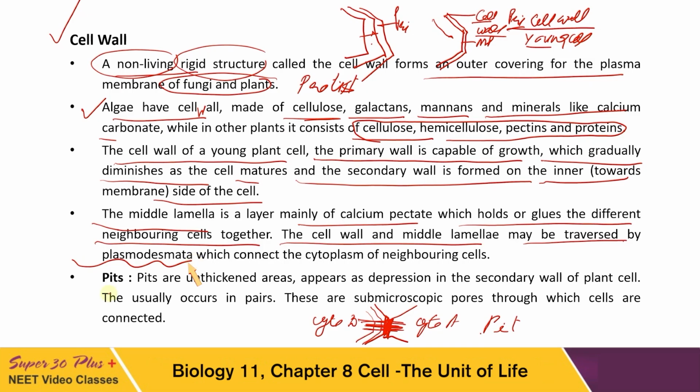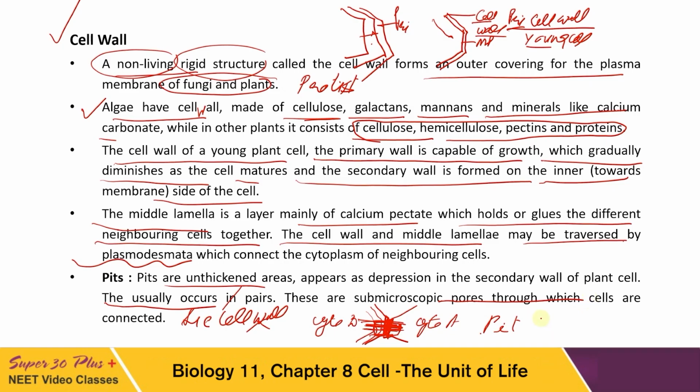I told you about pits also. This is the pit. Through this pit the neighbor cells are being connected. Pits are unthickened areas. In this area the secondary cell wall is absent, and only the primary cell wall is found. Pits are usually found in pairs, some microscopic pores, and the cells are connected through them.